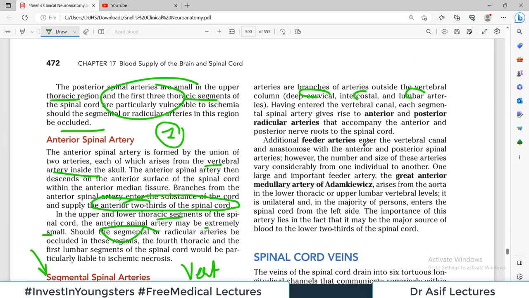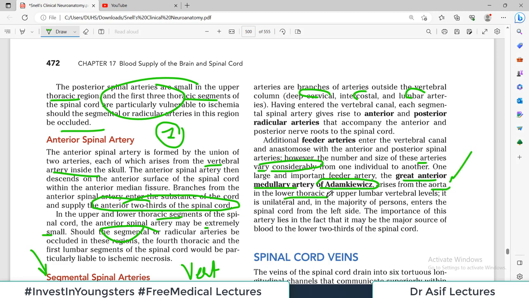Okay? Additional feeder arteries enter the vertebral canal and anastomose with the anterior and the posterior spinal arteries. However, the number and size of these arteries vary considerably. Kaafi hai, fix nahi hota number, okay? Now, one large and important feeder artery is the great anterior medullary artery of Adamkiewicz. It arises from the aorta. So that's a big one, okay?